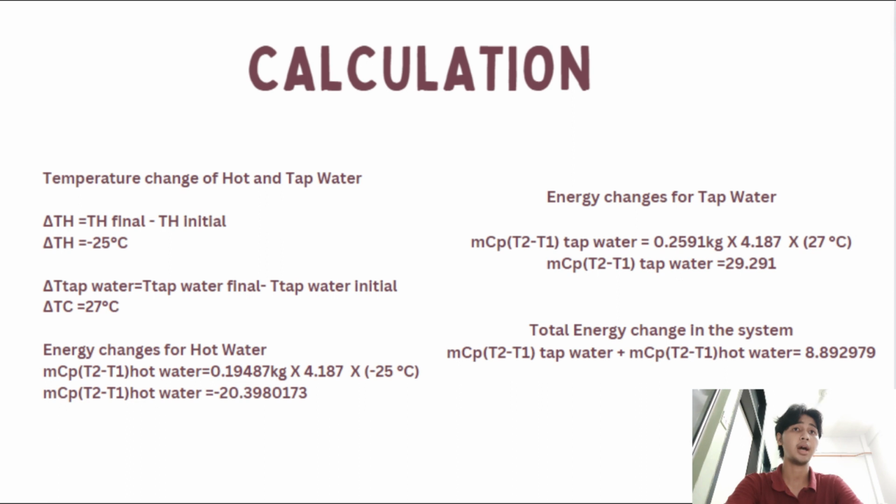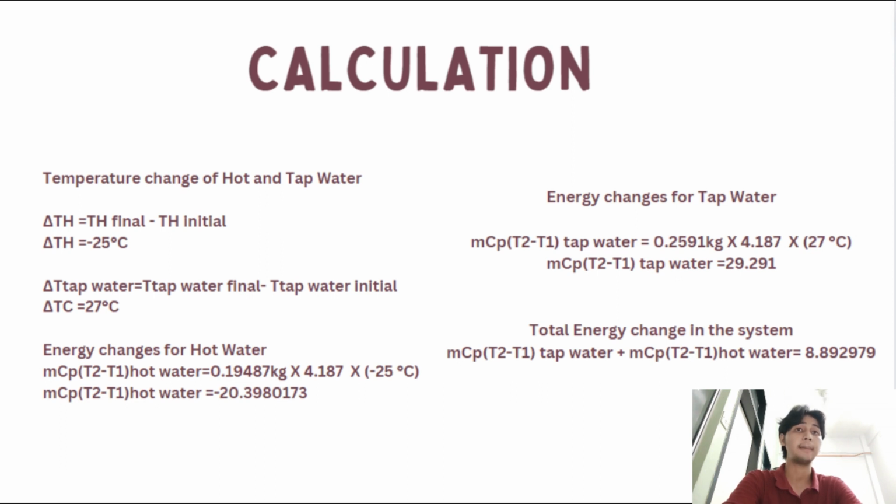How to find it? Temperature of tap water final minus temperature of tap water initial. The answer that we get is 27 degrees Celsius, which means it is endothermic. Next is energy changes for hot water.